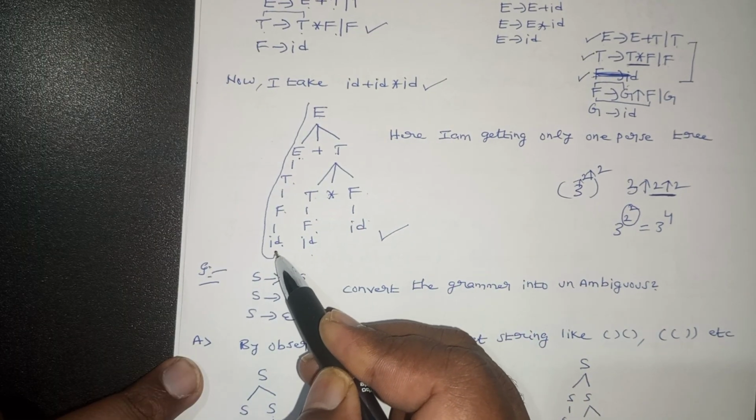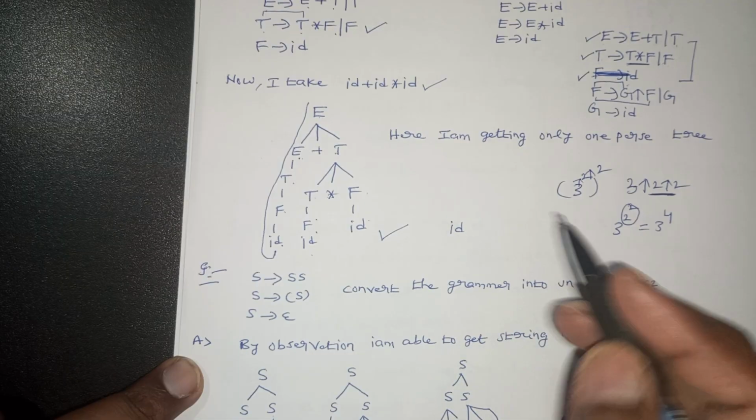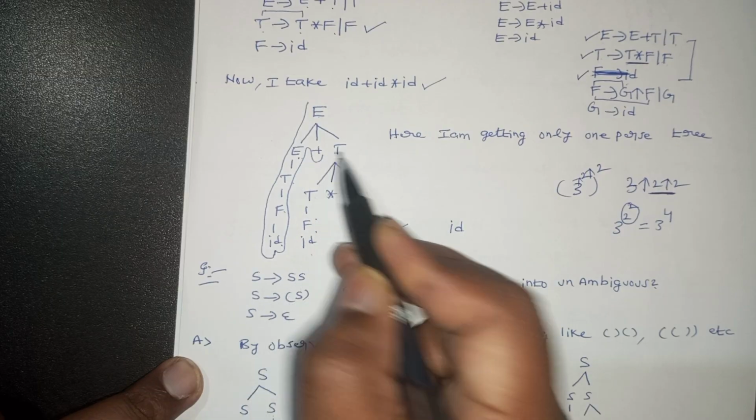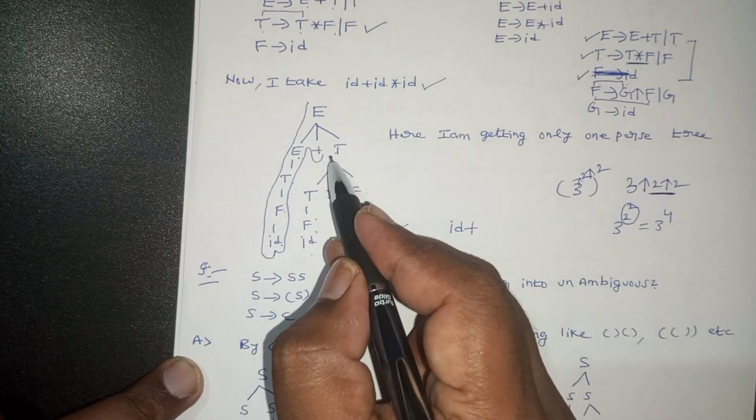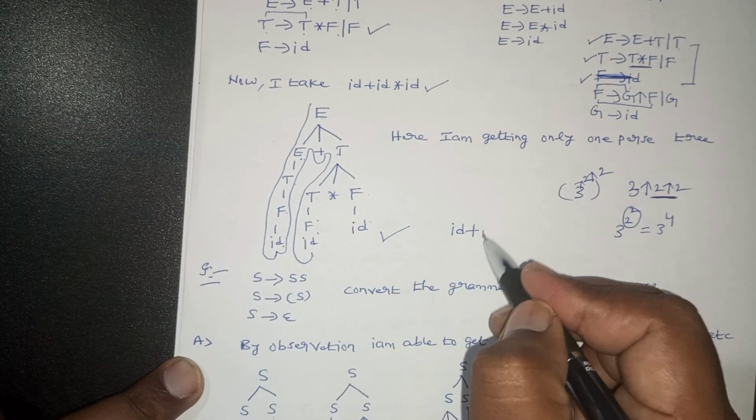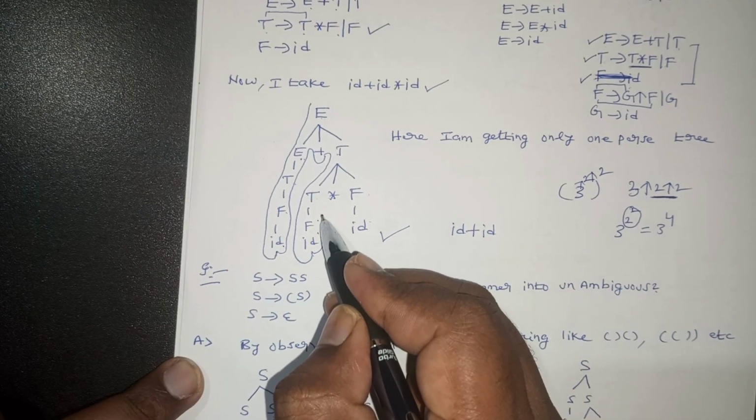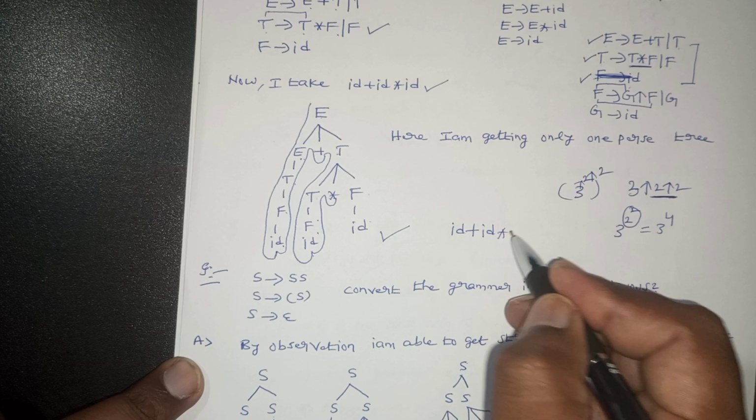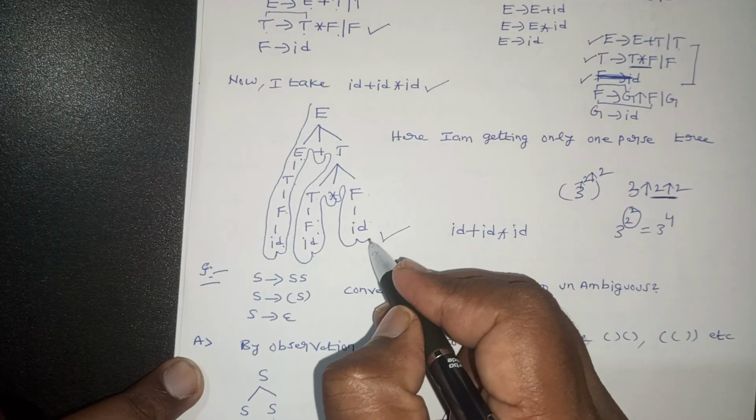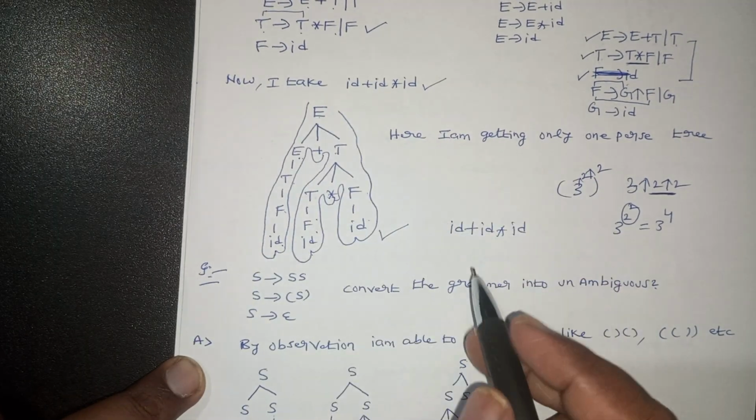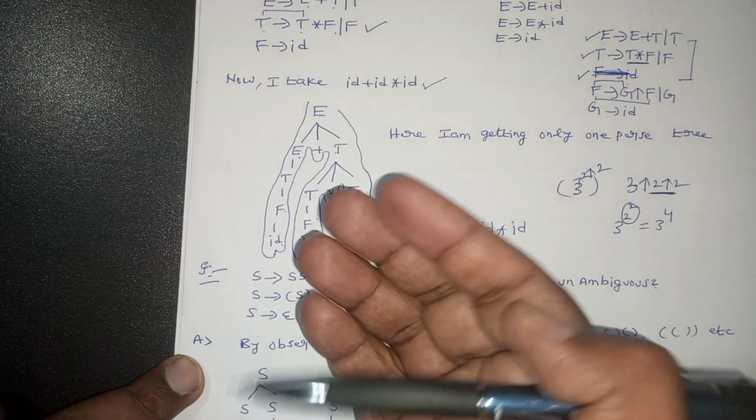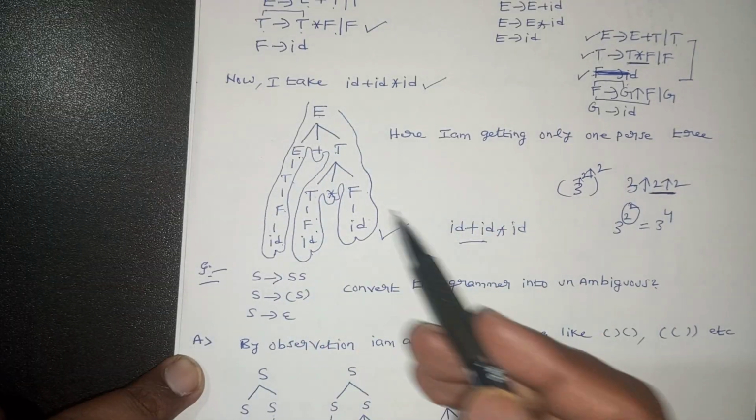When you see a terminal, you write it in the output. Again plus, again id, again star, again id. Again we have to go like this. So this is the output for the tree. In this way you have to print the output. You have to move top to bottom, left to right, to get the output.